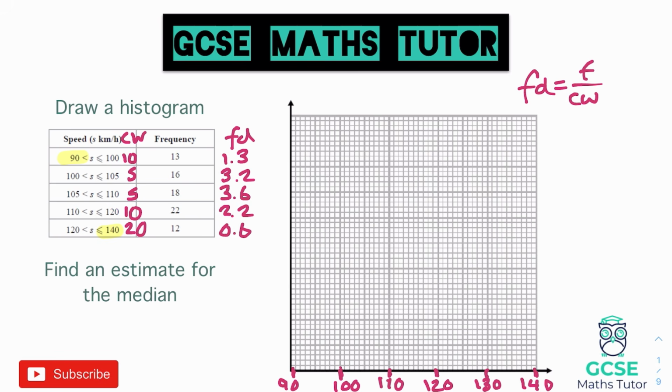Now of course whenever it comes to a histogram you need to label your axes. I'm not going to be able to fit that in underneath as I've tried to make the graph as big as possible here, so I'm just going to put it to the side, and that is speed, and we should put that's in kilometers per hour.